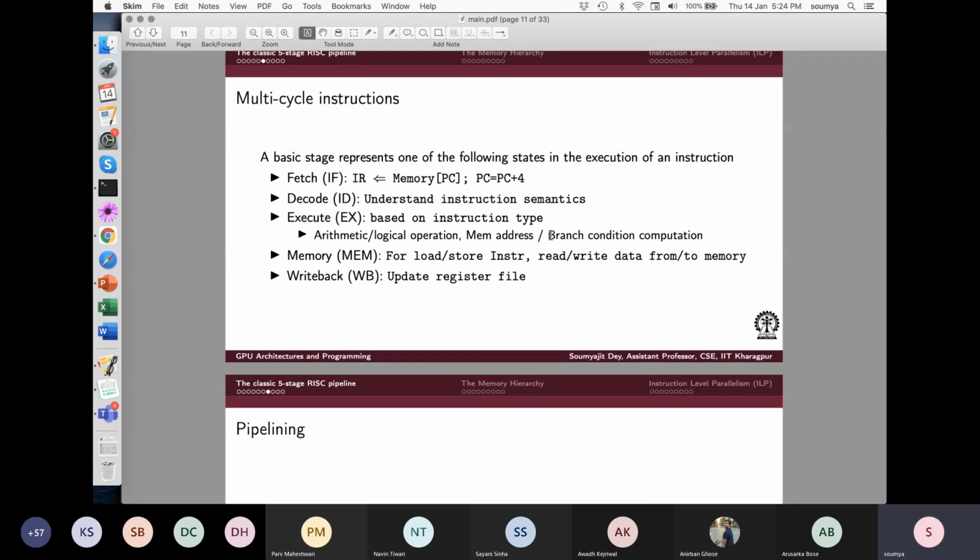Branch condition: suppose you have an instruction that says you branch if A is greater than B, right? Then the location you will go to, that address also needs to be calculated, and for that the branch condition needs to be evaluated. So who will do that? Again, this ALU will do that, right, in the execute stage.